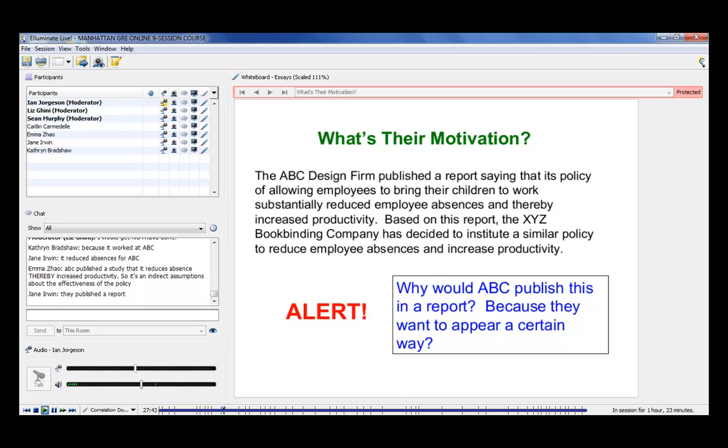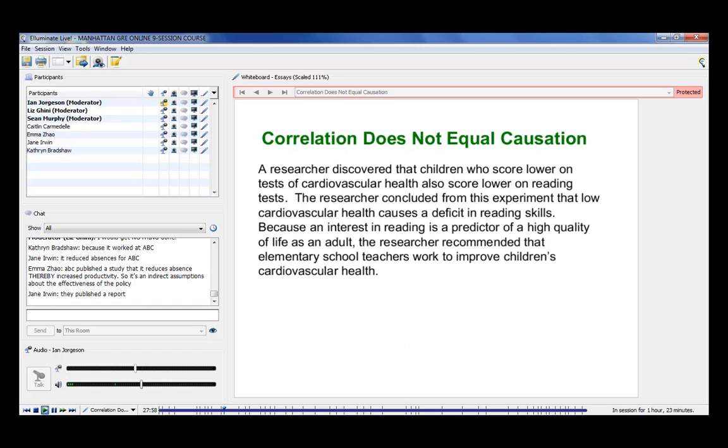But just to point out, all we know is they have the policy, and all we know is that they saw, at least according to them, reduced employee absences and increased productivity. We don't actually know that the policy was what caused it. And that leads to our next sample argument. So once again, I'll give you guys about 30 seconds to read through this, and then we'll talk about it. And as always, first step, figure out what the author's conclusion is, figure out what supports that conclusion.